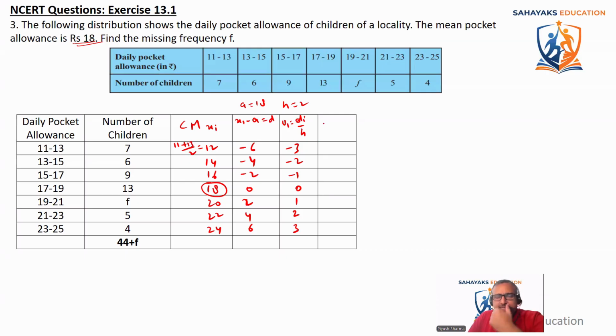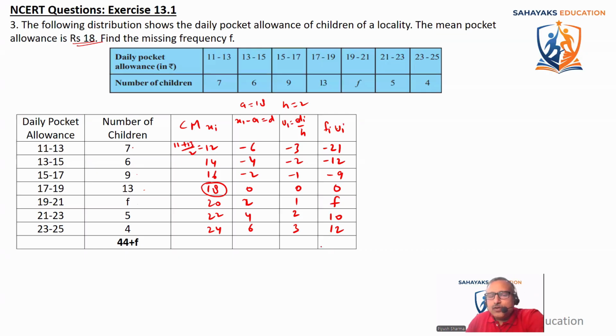Now we're computing fi ui. It is 7 into minus 3 is minus 21. 6 into minus 2 is minus 12. 9 into minus 1 is minus 9. 13 into 0 is 0. f into 1 is f. 5 into 2 is 10. 4 into 3 is 12.